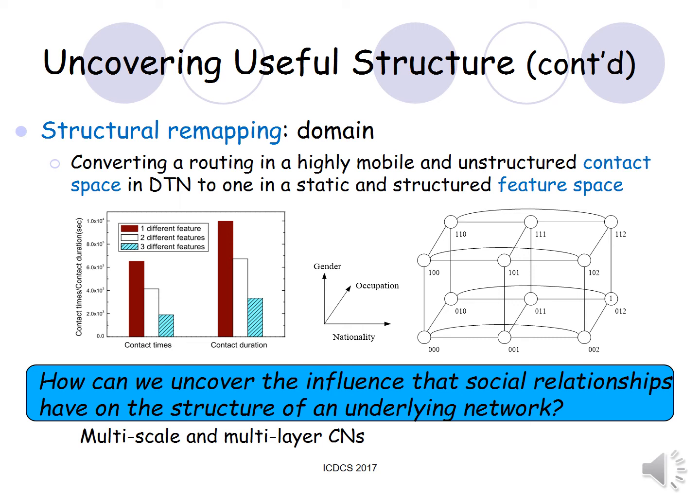This kind of feature space gives rise to another challenge: how can we uncover the inference of social relationships on the structure of the underlying network? You can imagine that in multi-layer networks, you have a logical connection and a physical connection. How do they interact and influence each other? That's the challenge in these so-called multi-scale or multi-layer complex networks.